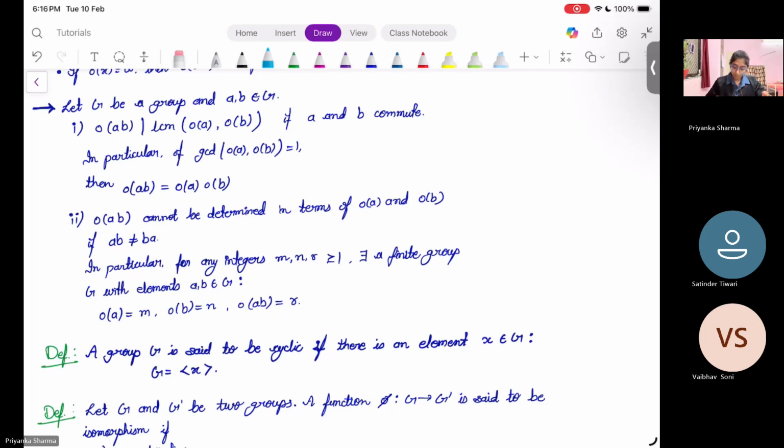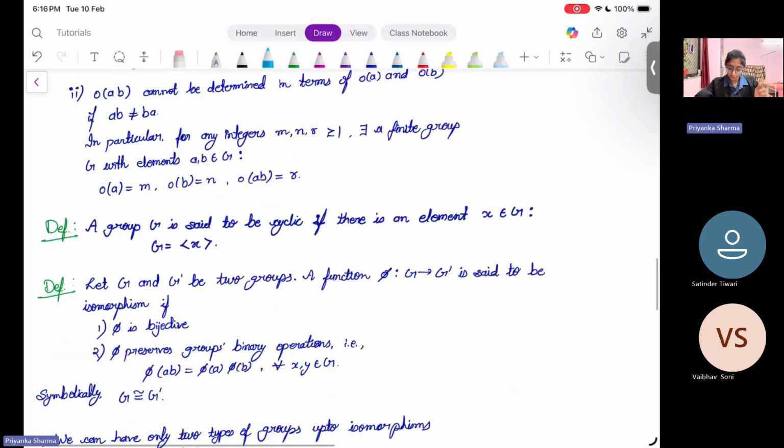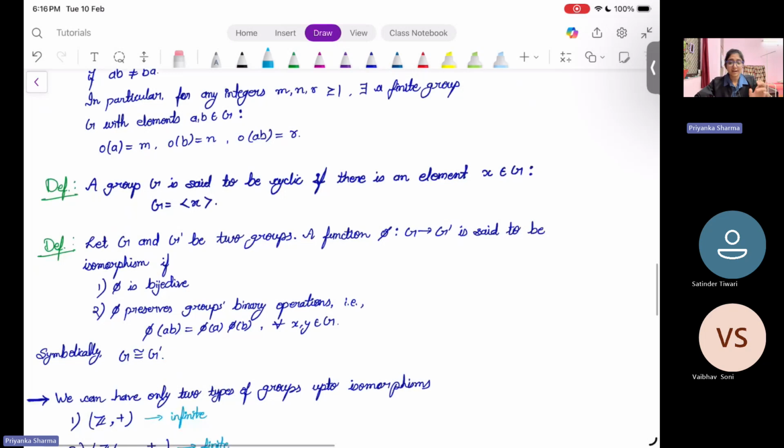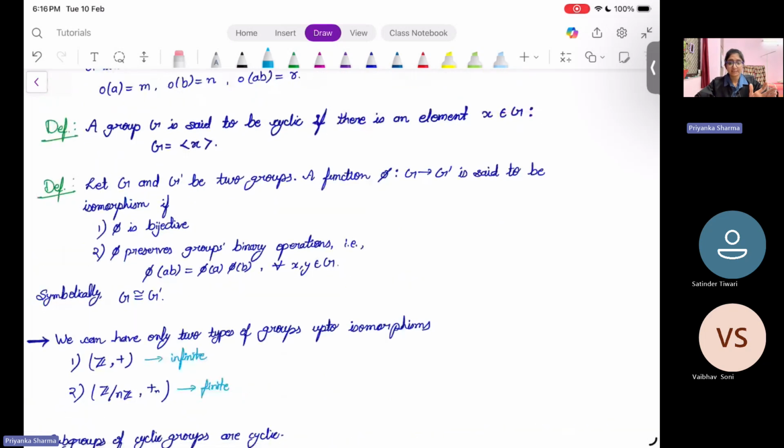Now, what is a cyclic group? A cyclic group is a group in which we can find some generator. That is, we can find an element X belonging to G such that the group G is generated by X. That is, every element in G can be written as some power of X, positive integral powers.